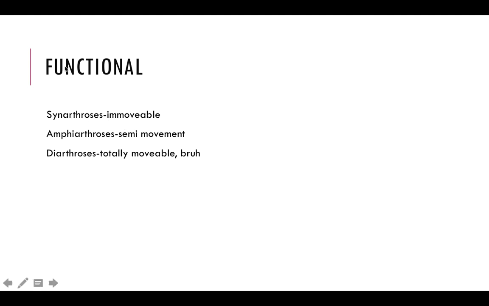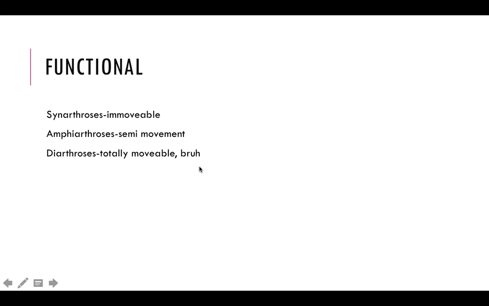The next kind of functional joints are amphiarthroses, and these have some movement. These are like where your backbones meet. We need to be able to move those a little, but not too much because we could slip our discs. And then diarthroses are totally movable.